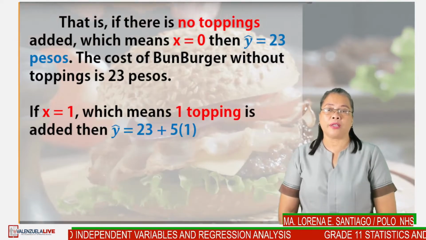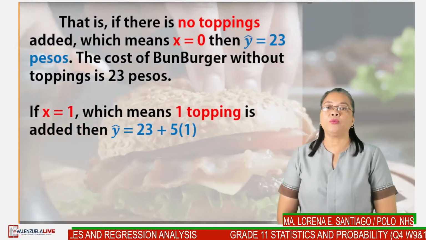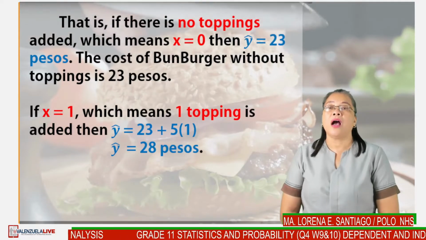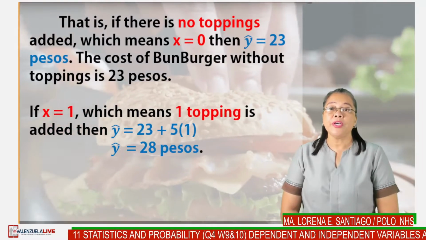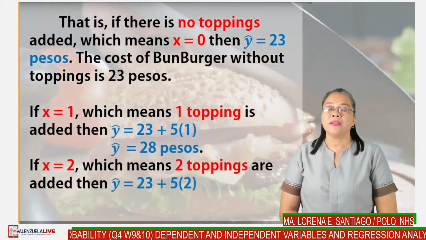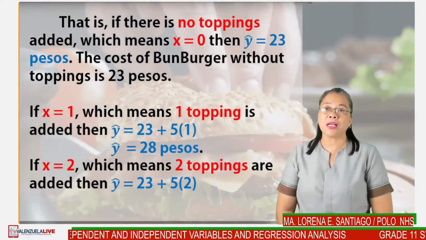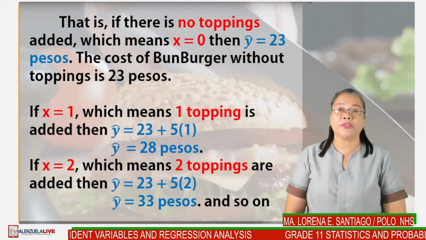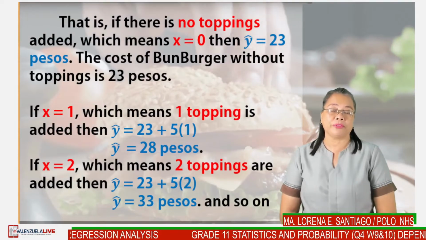If x equals 1, which means that there is one topping, then y hat would be equal to 23 plus 5 times 1. Thus, our bun burger will be equal to 28 pesos. If x equals 2, which means that there are 2 toppings, then our y hat, which is the cost of the bun burger, will be 23 plus 5 times 2. This means that the burger would cost 33 pesos. And this will go on as you increase the number of toppings.